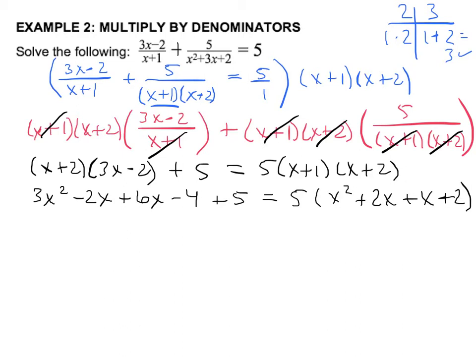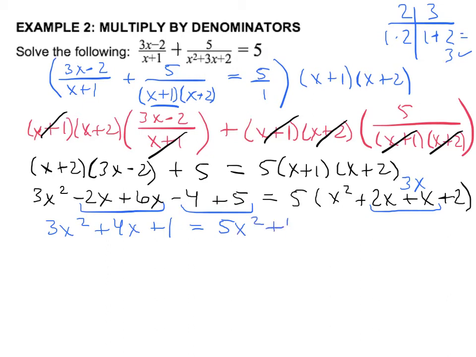So on the left side, we can combine our x terms and our constant terms, which gives us 3x squared plus 4x plus 1. And then on the right side, we're going to combine our x terms, but we're also going to distribute the 5. So let's say that this is going to be 3x. So we'll get 5x squared plus 15x plus 10. So the 5 gets multiplied by the x squared, the 3x, and the 2.